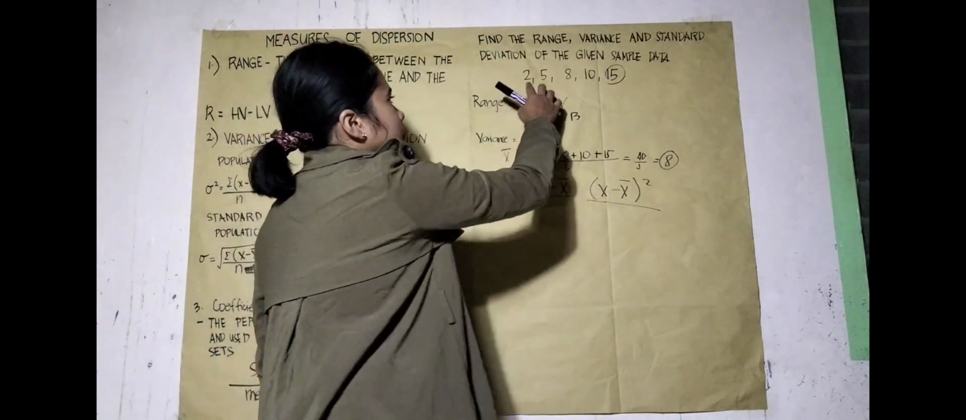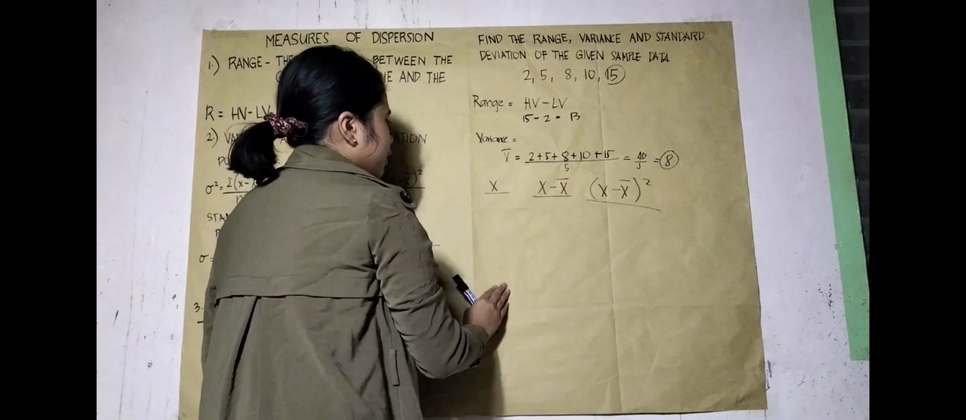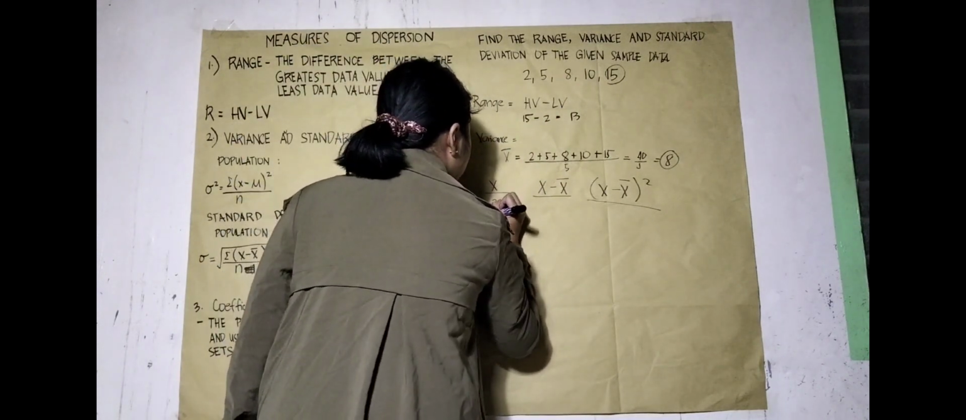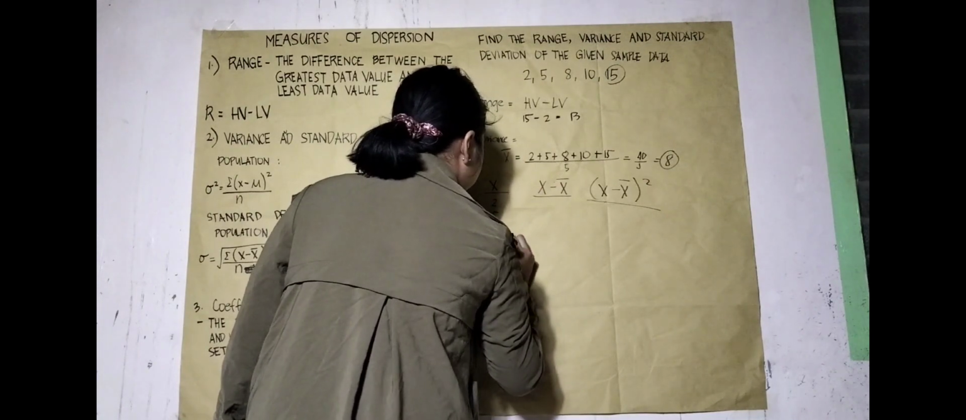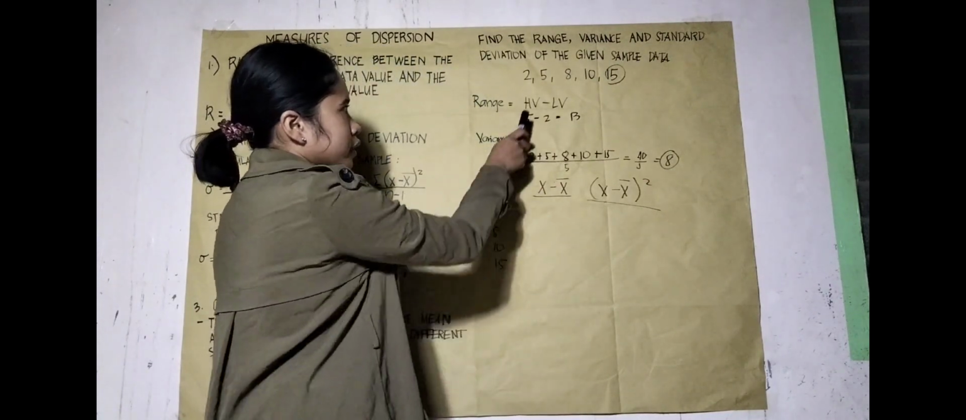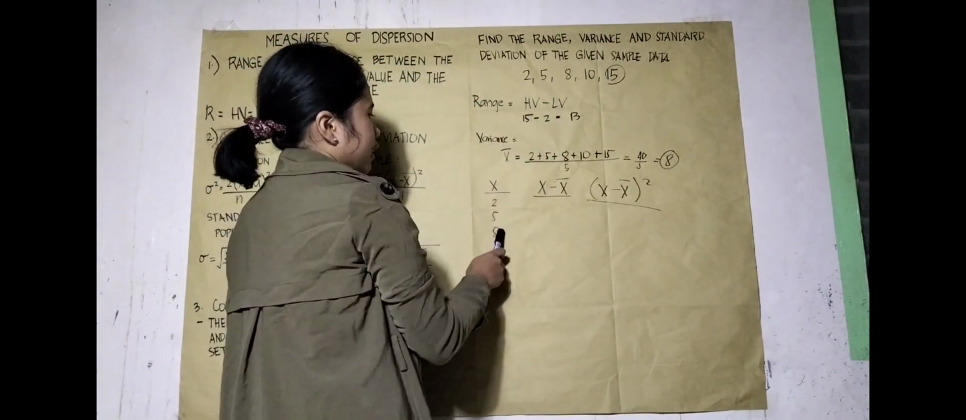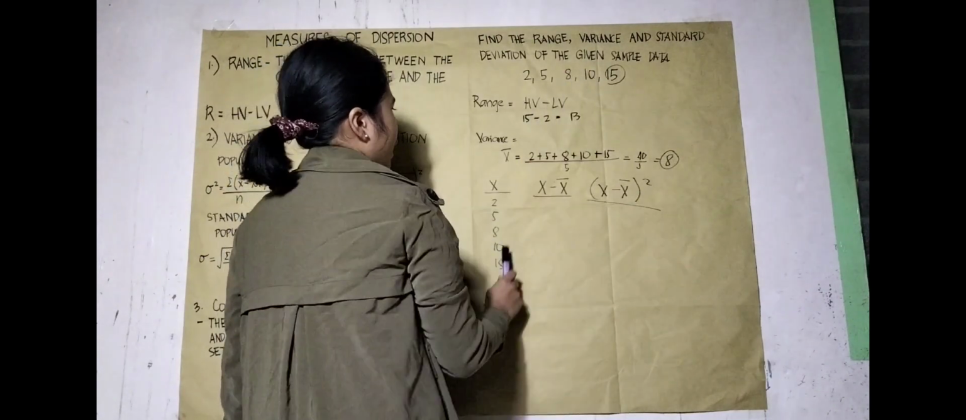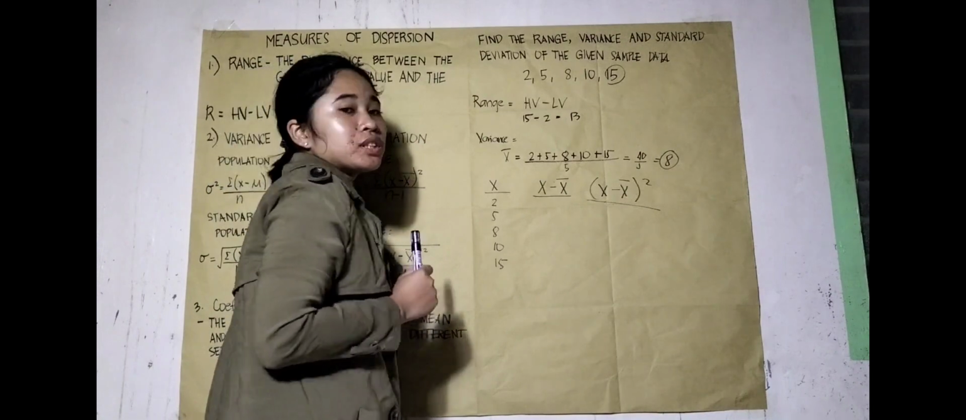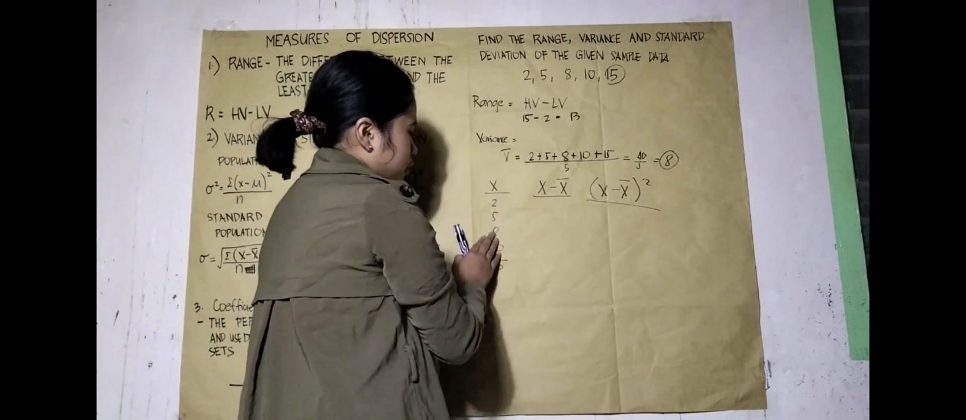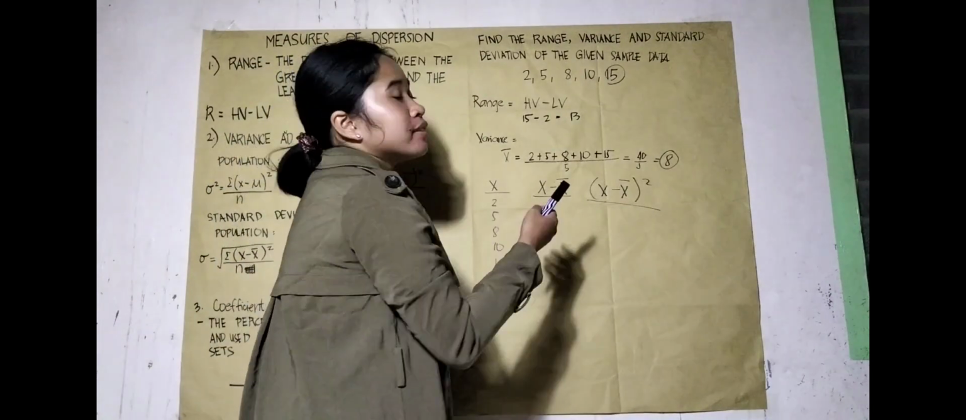Let us put all the numerical data under this. We have 2, 5, 8, 10, and 15. Now, let us subtract all of these by the sample mean.